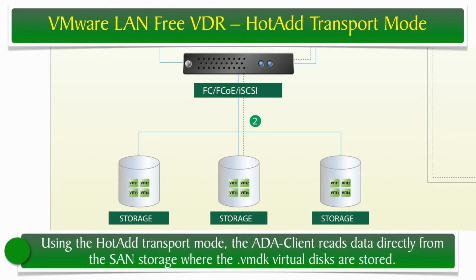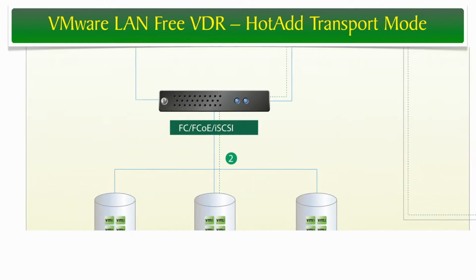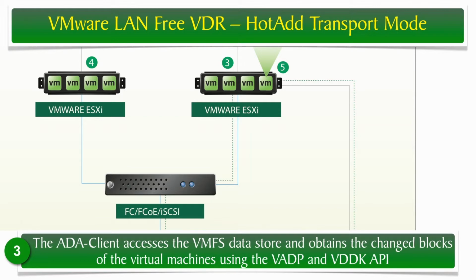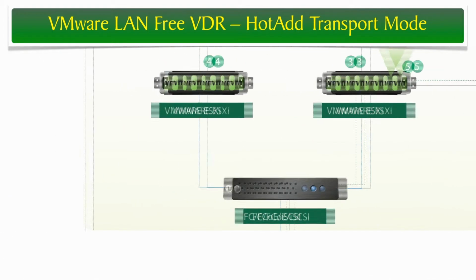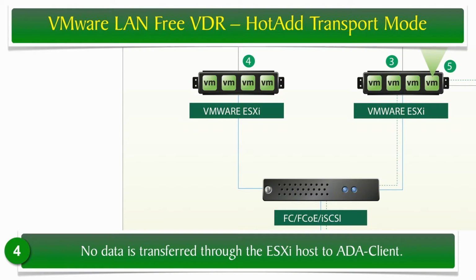Second, using the HotAdd transport mode, the Abrea client reads data directly from the SAN storage where the .vmdk virtual disk is stored. Third, the Abrea client accesses the VMFS data store and obtains the changed blocks of the virtual machines using the VADP and VDDK API. Fourth, no data is transferred through the ESXi host to the Abrea client.